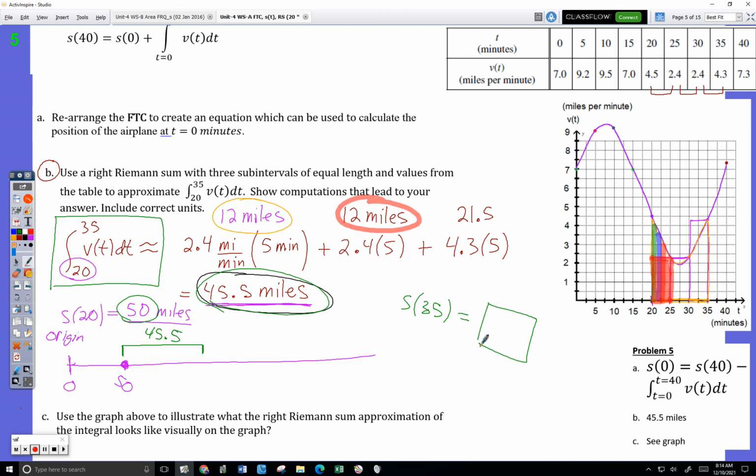Keep your hands up. Here's some more hints. At minute 20, the plane is at location 50. Between minute 20 and minute 35, we estimate the plane will displace 45.5 miles further to the right. So raise your hand if you can tell me what goes in that green box. There we go. What goes in the green box?